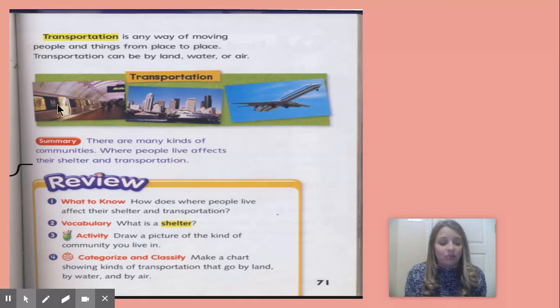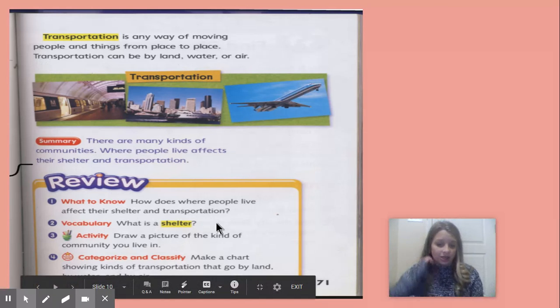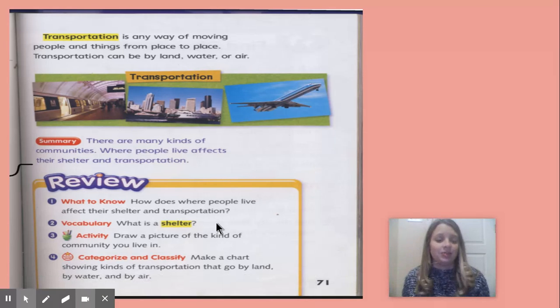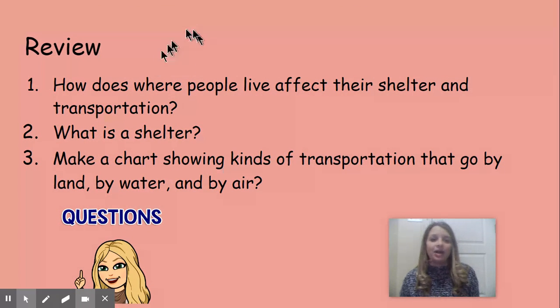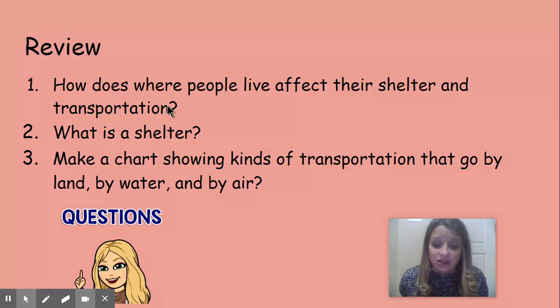All right, so let's do some review questions. Actually, first, let's read a summary. There are many kinds of communities. Where people live affects their shelter and transportation. So people live in many kinds of places, and where people live affects their shelter and transportation. All right, so how does where people live affect their shelter and transportation? Well, the location and physical and human characteristics of a place affect their shelter and transportation.